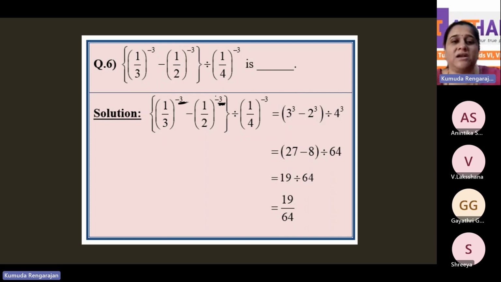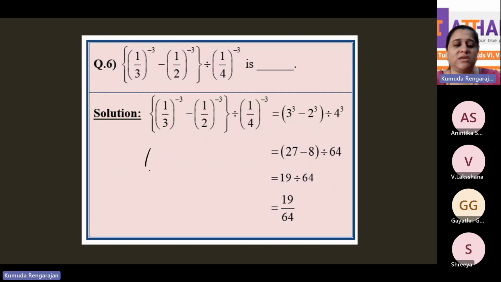So this cannot be handled. You have to make it positive. So 1 by 3 becomes 3 and the power is positive 3. 1 by 2 becomes 2 and positive 3. So it's like you're actually finding the value. What is 3 cubed? 27. See, don't create your own rules. Again, 3 minus 2, the whole power 3. Is there a rule like that?